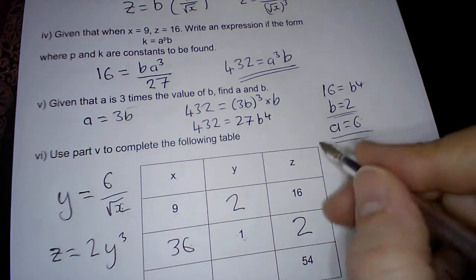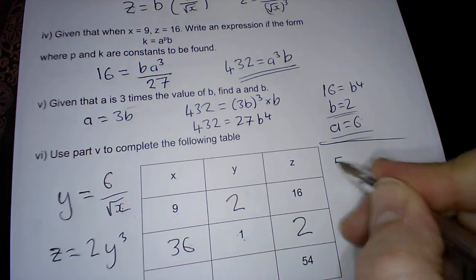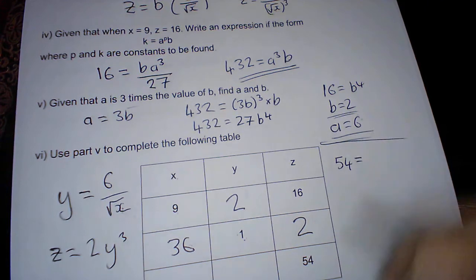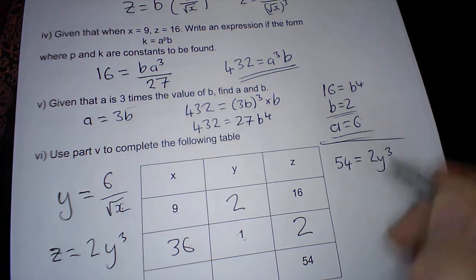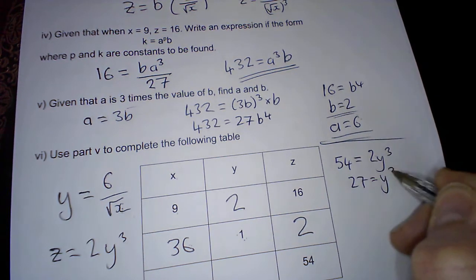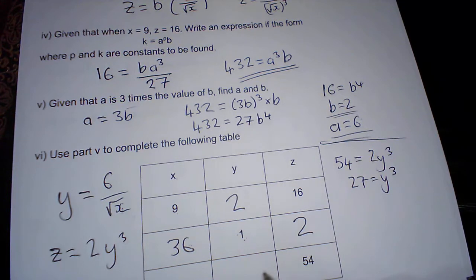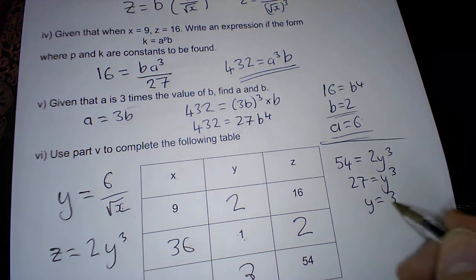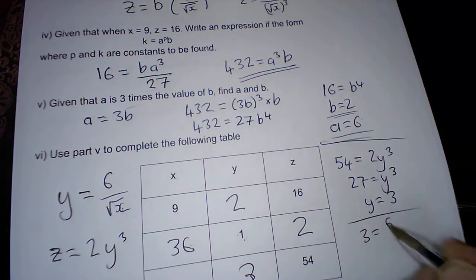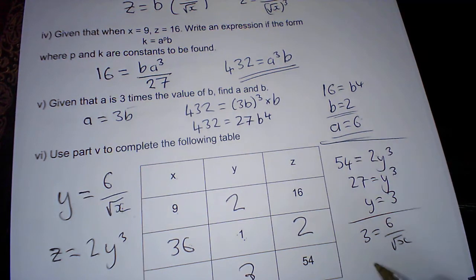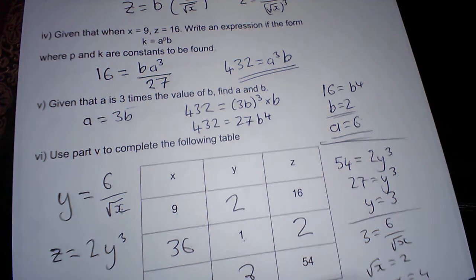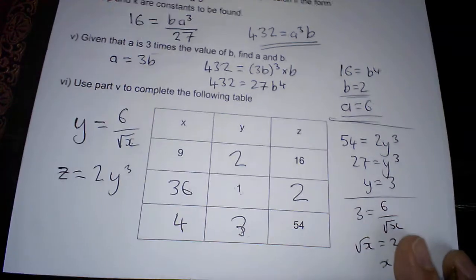Let's look at the last one. Z is 54, which is 2y cubed. 27 equals y cubed. So y must be 3. We know y is 3. Well, 3 equals 6 over root x. Root x is 2. X must equal 4. So we've just got our completed table.